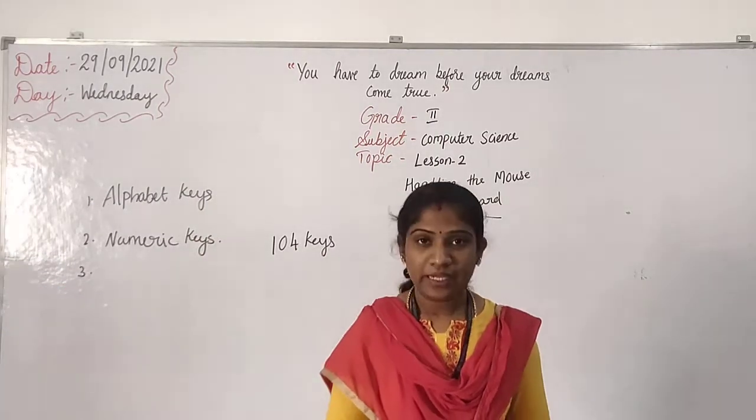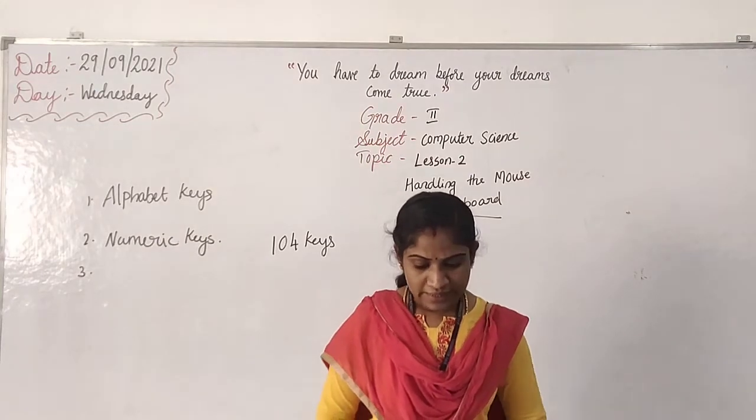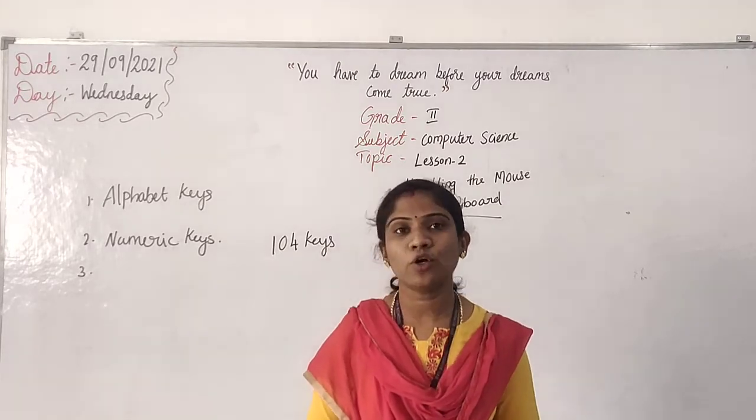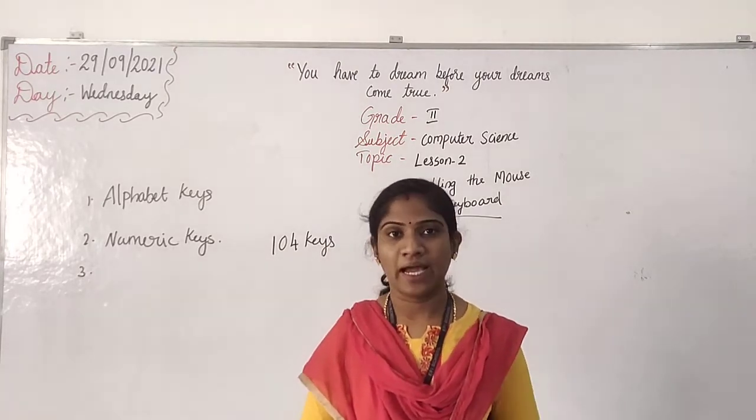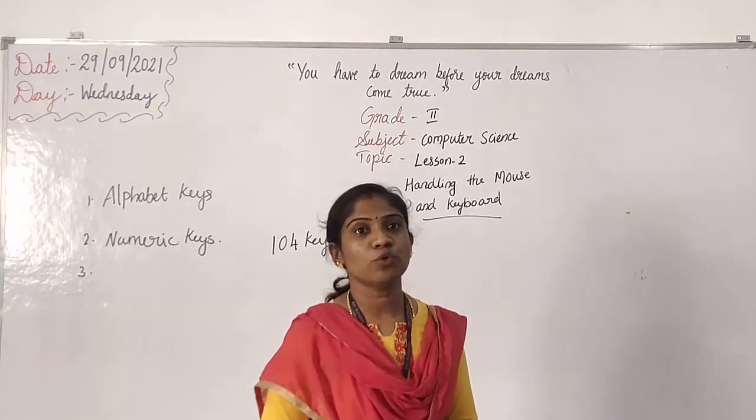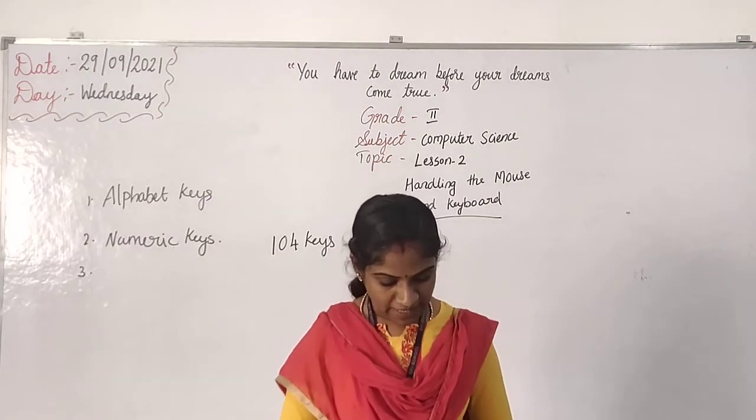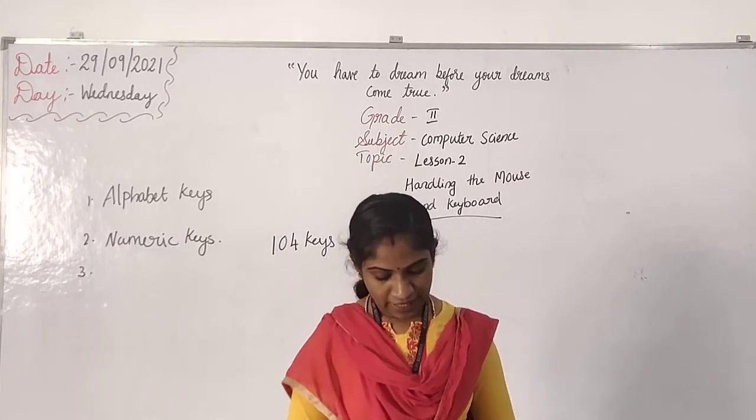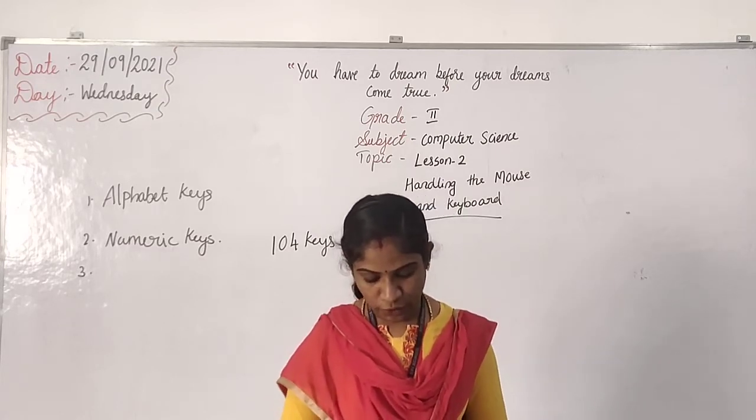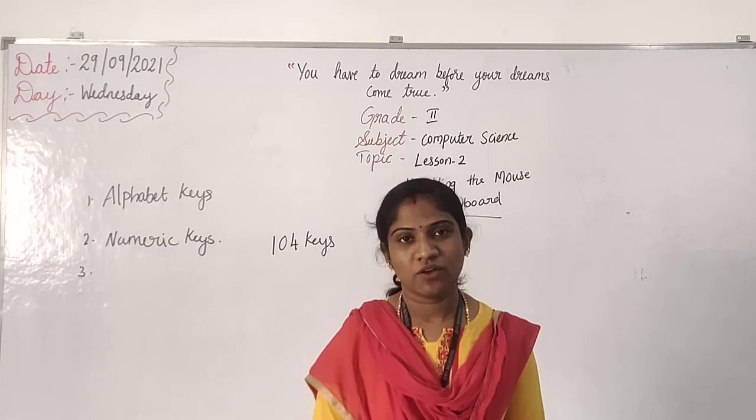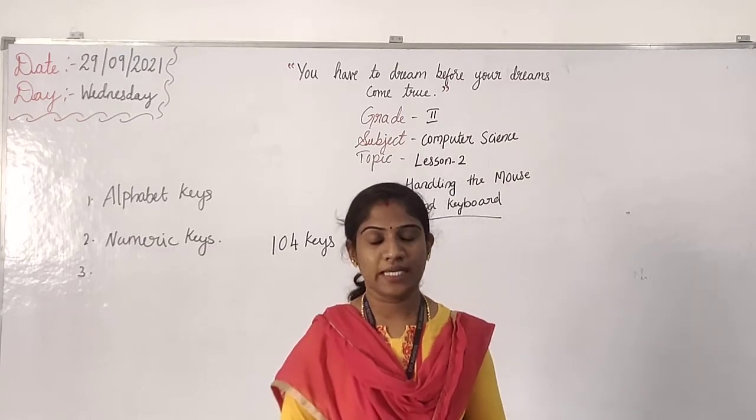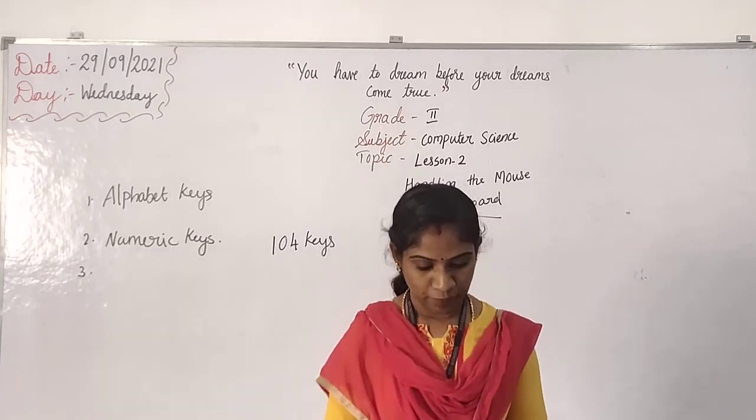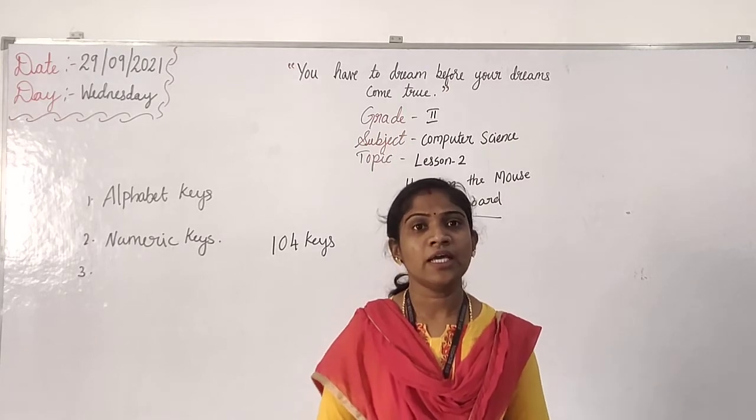In numeric keys there are a total of 10 numeric keys, that is 0 to 9. The number keys on the right side of the keyboard are called the numeric pad. To use the numeric pad, you first need to press the Num Lock key. This I already taught you.